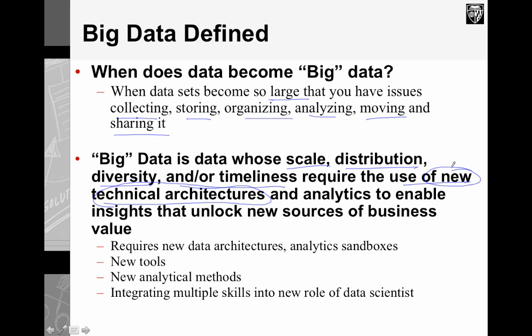So the definition of big data is when you cannot really solve that data analytics problem using traditional technologies, because you need new technologies that allow you to distribute the data, allow you to scale the data processing, and also there is so much data, there are so many different kinds of data that need to be processed in a timely fashion. So the idea here is that it requires new data architectures, analytics sandboxes, new tools, new analytical methods, and you may have to integrate multiple skills and may have to even create a new role of a data scientist. All these things are part of the definition of big data.